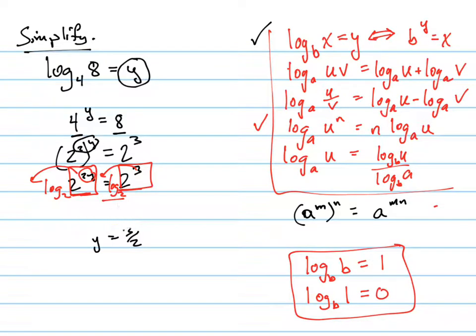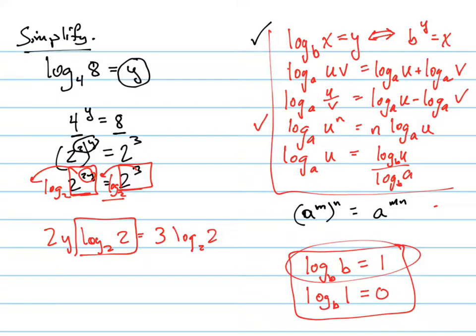So what you could think of it as, this equals 2y times log base 2 of 2 equals 3 times log base 2 of 2. That would be showing your work thoroughly. And what does log base 2 of 2 equal? It equals 1. So that's gone, that's gone, and you just get 2y equals 3. You don't have to do that though. You can just go straight from here to there, because the teacher will know that it's correct what you're doing.